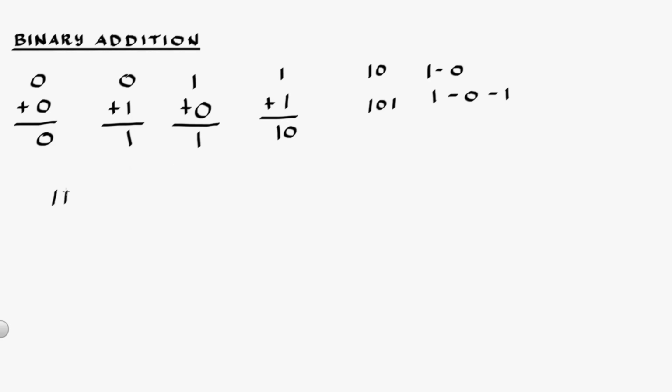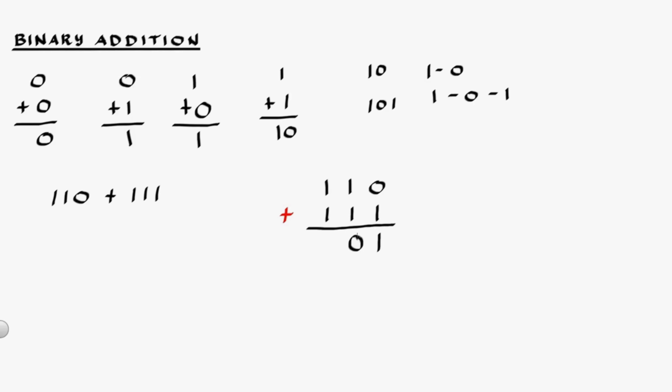Suppose you would like to add two binary numbers, 110 plus 111. The first thing you do is line up these numbers. Then you go from right to left. So 0 plus 1 is equal to 1. 1 plus 1 equals 10. Put your 0 down and always carry your 1 to the next column.